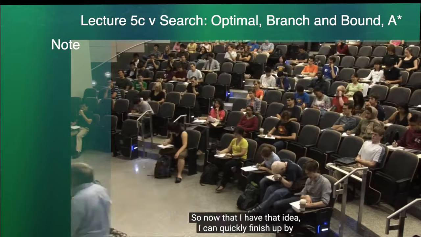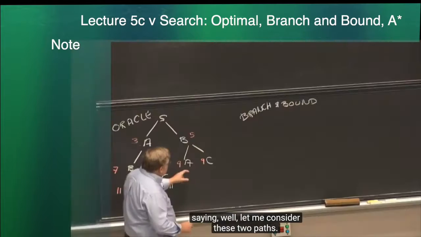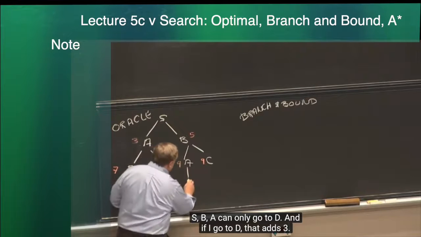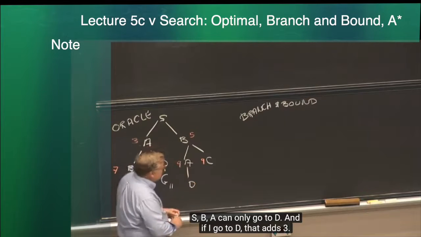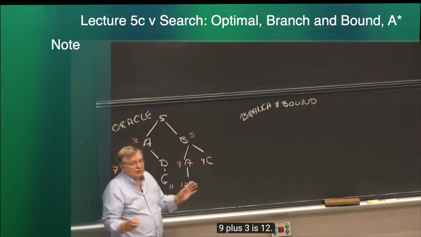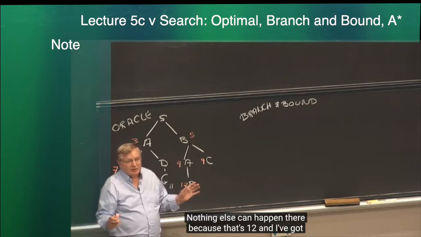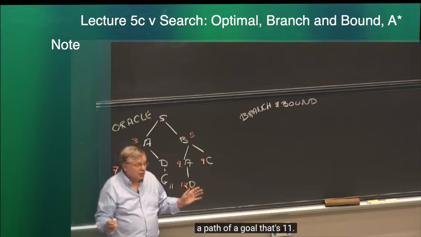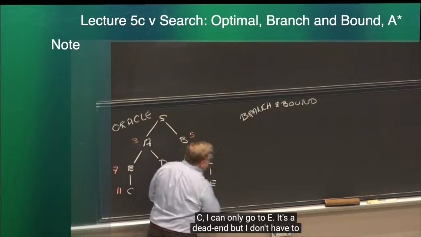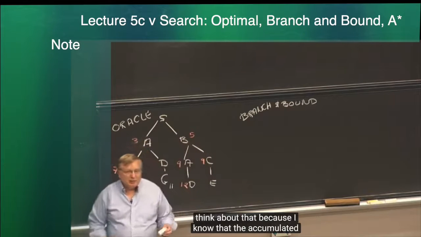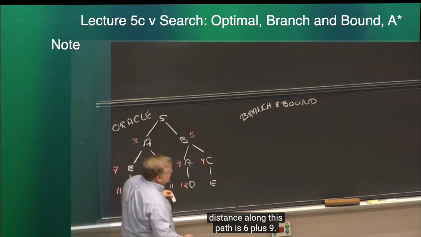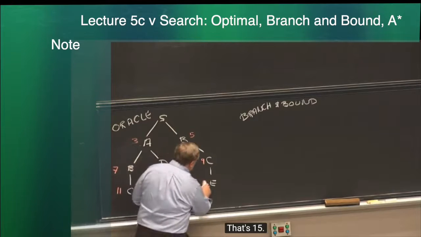So now that I have that idea, I can quickly finish up by saying, well, let me consider these two paths. SBA can only go to D. And if I go to D, that adds 3. 9 plus 3 is 12. Nothing else can happen there because that's 12, and I've got a path to the goal that's 11. From C, I can only go to E. It's a dead end, but I don't have to think about that because I know that the accumulated distance along this path is 6 plus 9, that's 15.